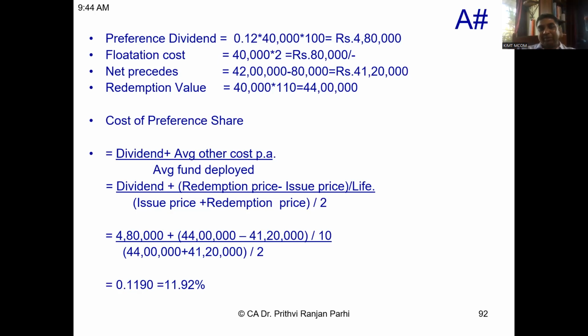Then the entire money is divided by the average fund deployed, that is issue price plus redemption price divided by 2. Redemption price is 44 lakh, issue price is 41 lakh 20,000, whole divided by 2. If you solve this equation, you'll get the cost of preference share as 11.92%. I think you have understood this. This is how the cost of preference has to be computed.